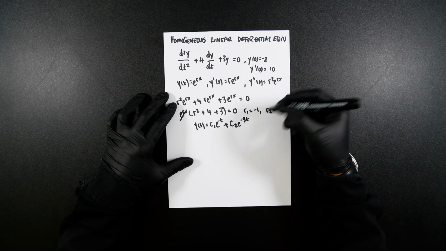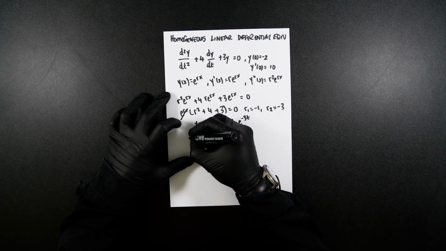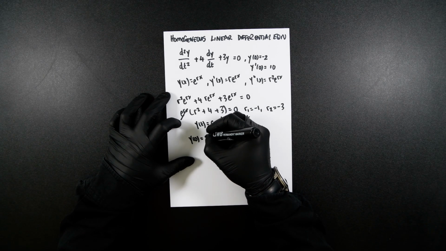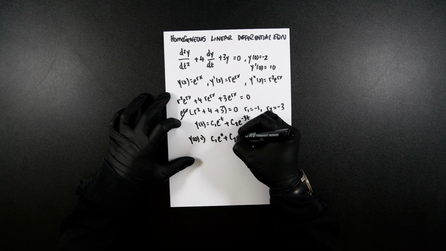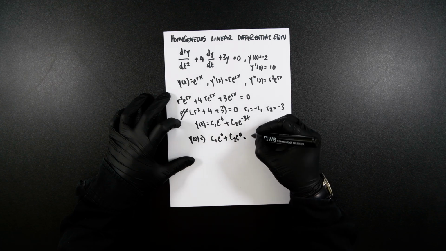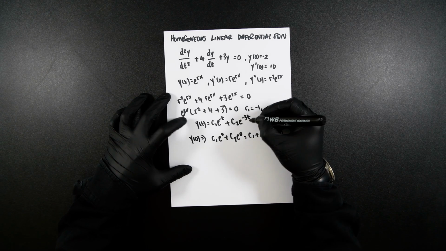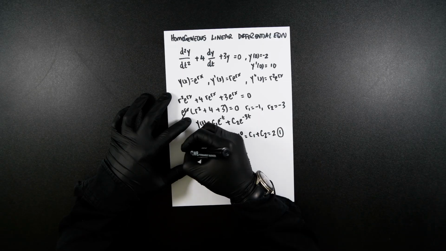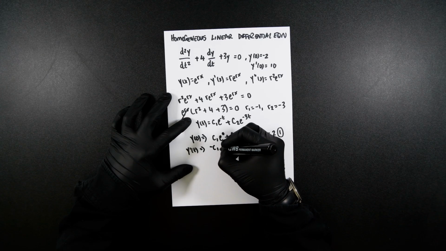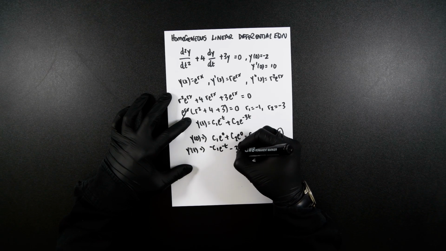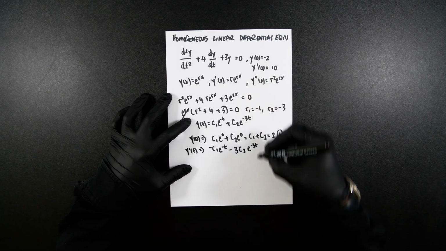So we can plug those in. So when y(0) equals, we can then get c1 e to the 0 plus c2 e to the 0, which equals c1 plus c2, which equals 2, which is equation 1. If we now differentiate this once, so let's do y'(t), that's then going to become minus c1 e to the minus t minus 3 c2 e to the minus 3t, and now let's bang that in.